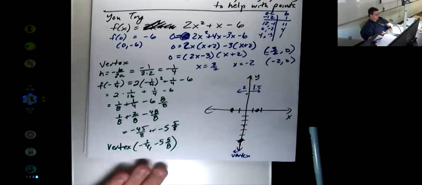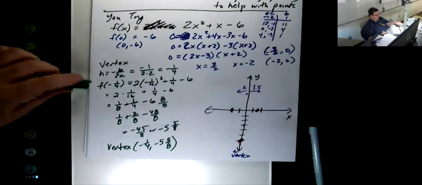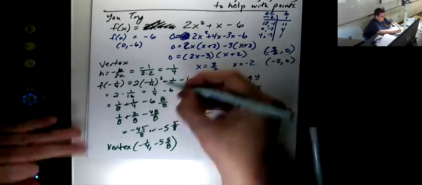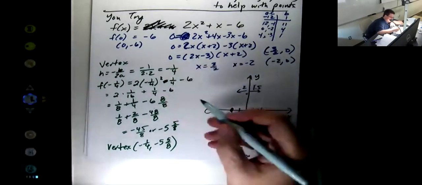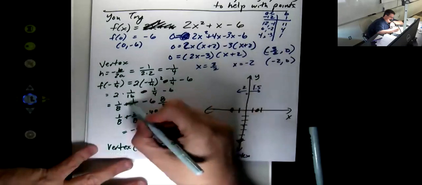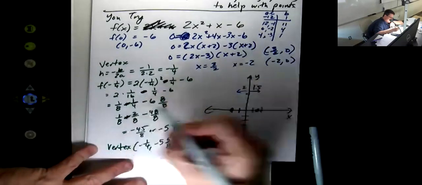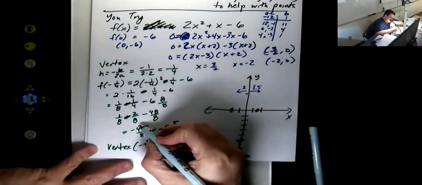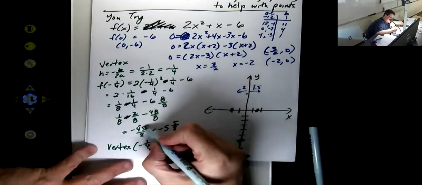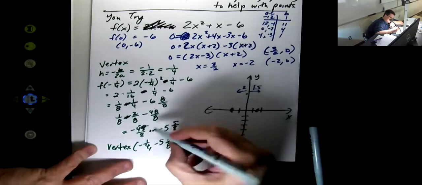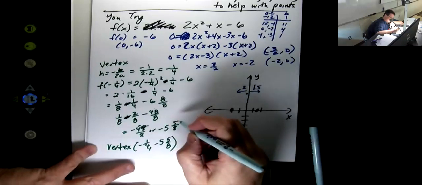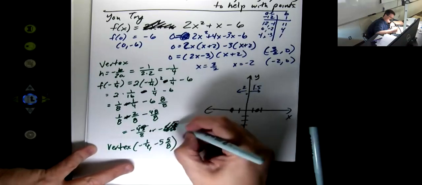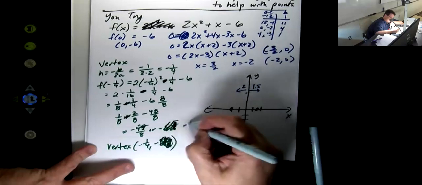First line of f of -1/4. Is it a -1/4? That should be a negative, you're right. Which makes that a negative, which makes that a negative. Which makes that a negative. Which makes this -51. Nope, -49/8. And -49/8 is -6 and 1/8.